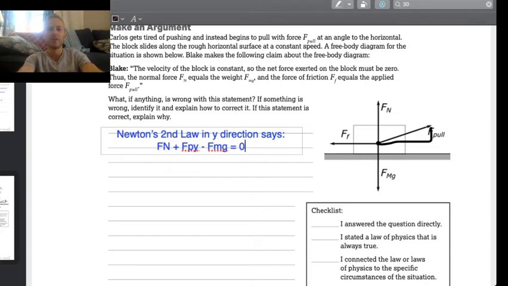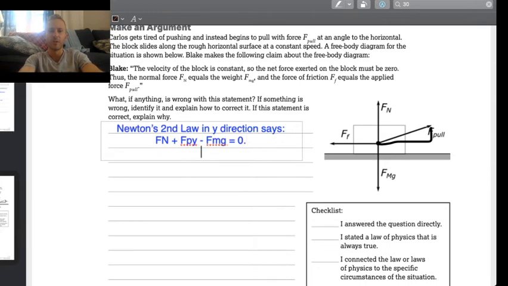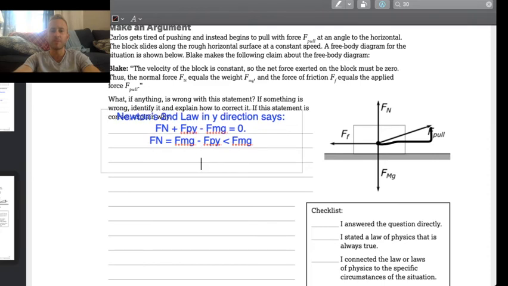Okay? So from that, we can see that the normal force equals the weight force minus the y component of the pulling, which is less than the weight force. So the normal force is actually going to be less than weight. We did this problem in class. I believe it was the stubborn child being dragged by the mom. And so we're pulling upward, which means the ground doesn't have to push upward quite as much. Okay? So that's something that's wrong with the statement.